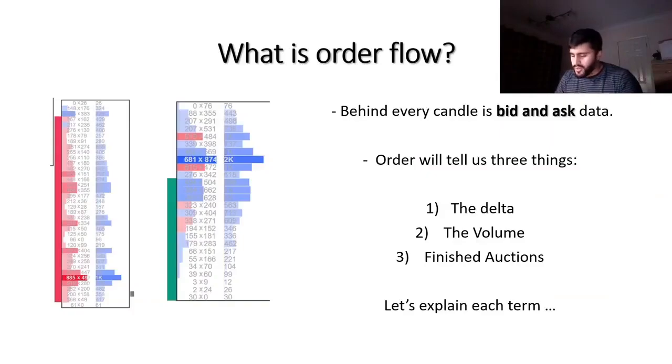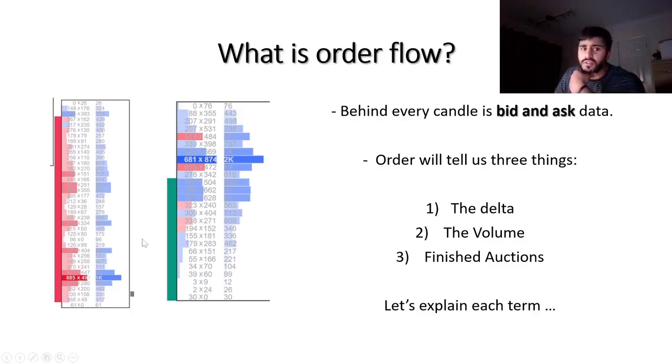So every candle will have two numbers associated with it, which is something that a lot of people don't even know. You have the bid and you have the ask. And the bid and the ask give us three very, very important things: the delta, the volume, and finished auctions, which is something we're going to get into now. But think of it this way: the bid represents aggressive sellers and the ask represents aggressive buyers.